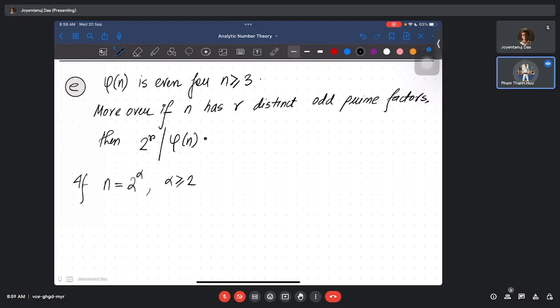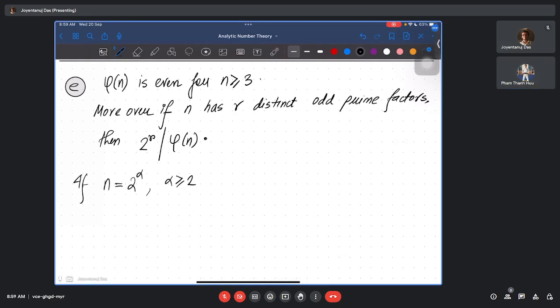Yeah, it's okay. Up to this is fine. Then what you can say is, first we'll do the case where n is some power of 2, 2 power alpha. So alpha has to be greater than or equal to 2, because alpha equals 1 is not possible, since n is greater than or equal to 3. We start from three.